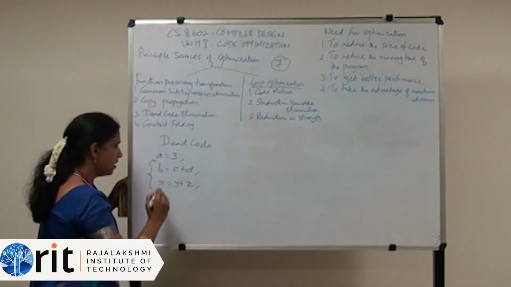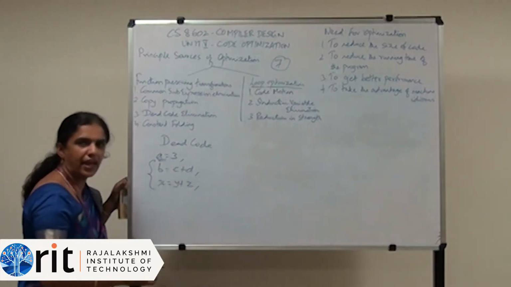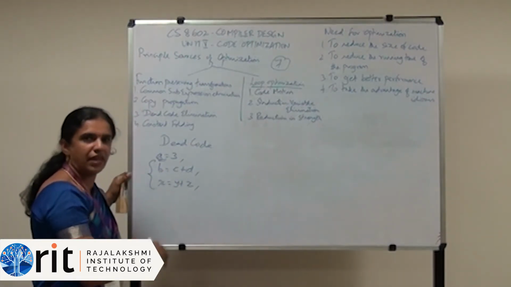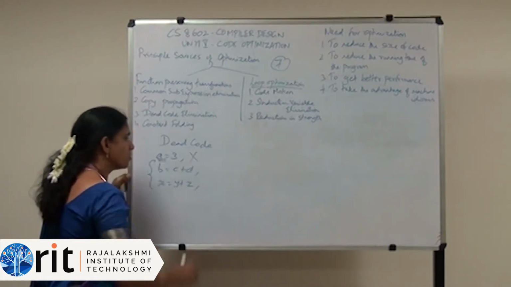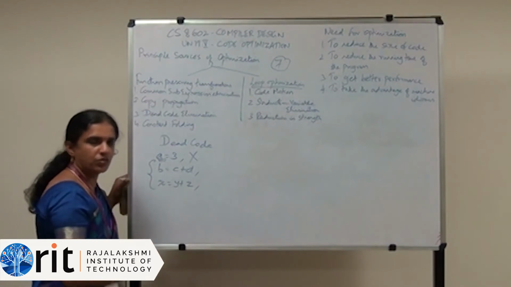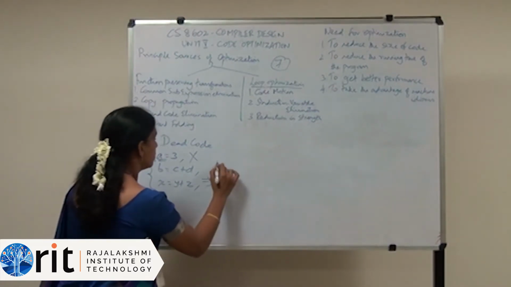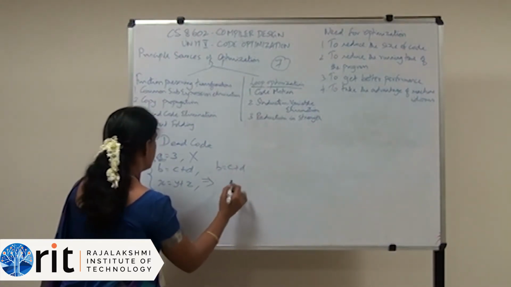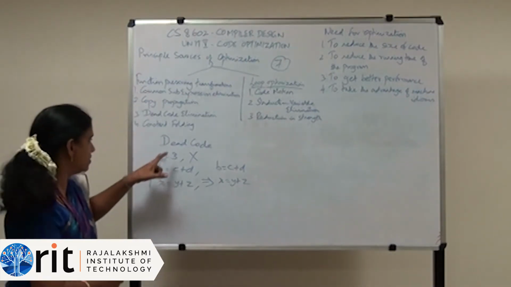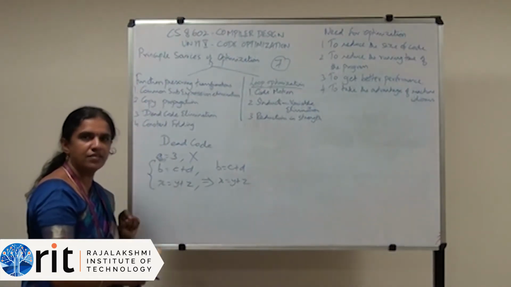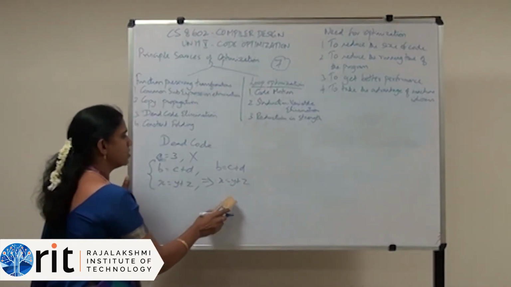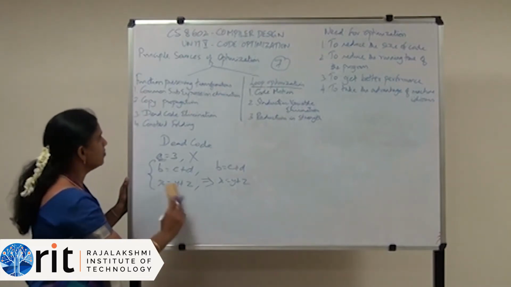In both these statements I have not used A at all. But I have declared and initialized the variable A equal to 3. There is no purpose in using this statement, so we can eliminate this code. After optimization, the code will be B equal to C plus D, X equal to Y plus Z. That's all. So this A equal to 3 is called the dead code. We have to eliminate the dead code to improve the performance or the efficiency.